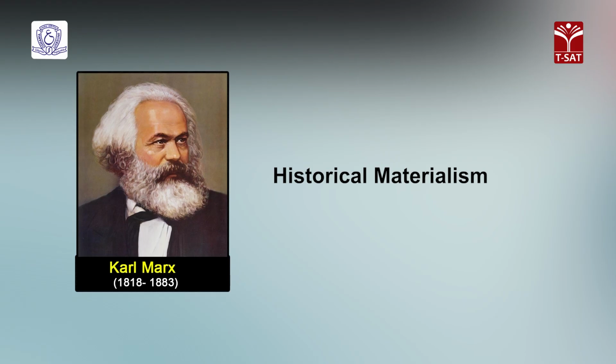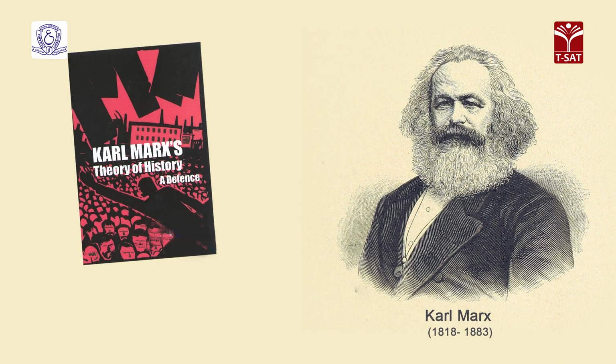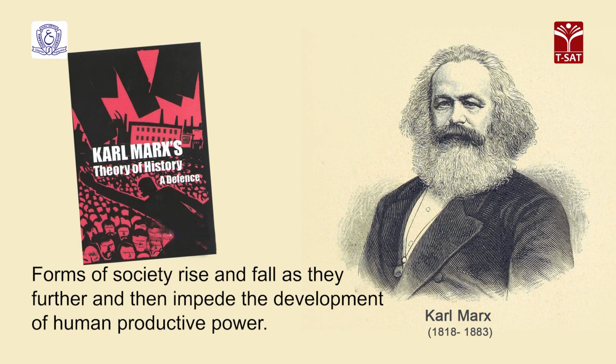Historical materialism. Marx's theory of history is centered around the idea that forms of society rise and fall as they further and then impede the development of human productive power. Marx sees the historical process as proceeding through a necessary series of modes of production characterized by class struggle, culminating in communism.